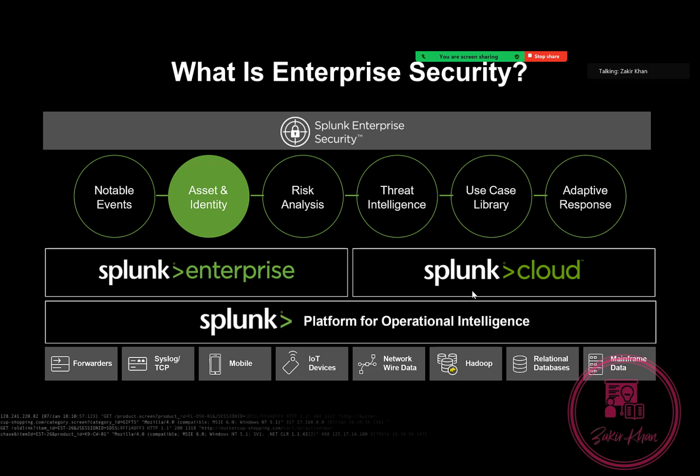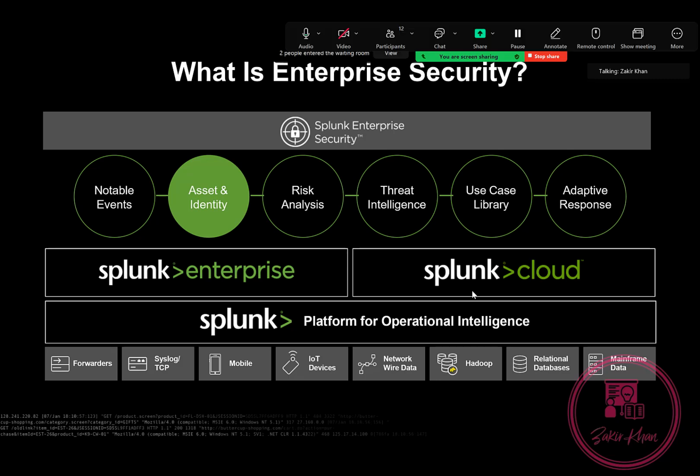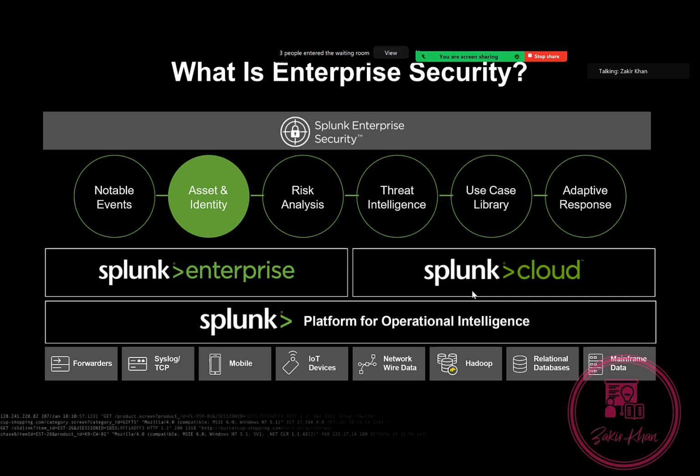Assets and identity. So what are assets and identity? Every company has assets and identities. Assets, we say, are the servers, the network devices, the applications, all this information; we call this an asset. And identity, we can say, is the entity or the people who are interacting with these products. So we call these entities.